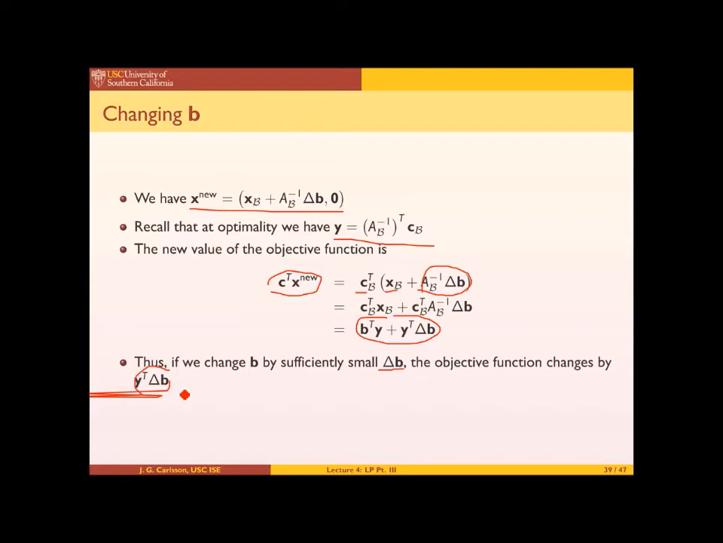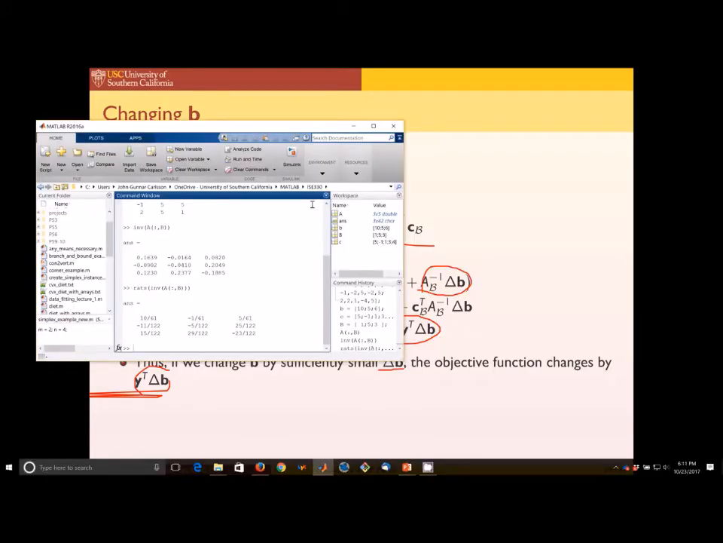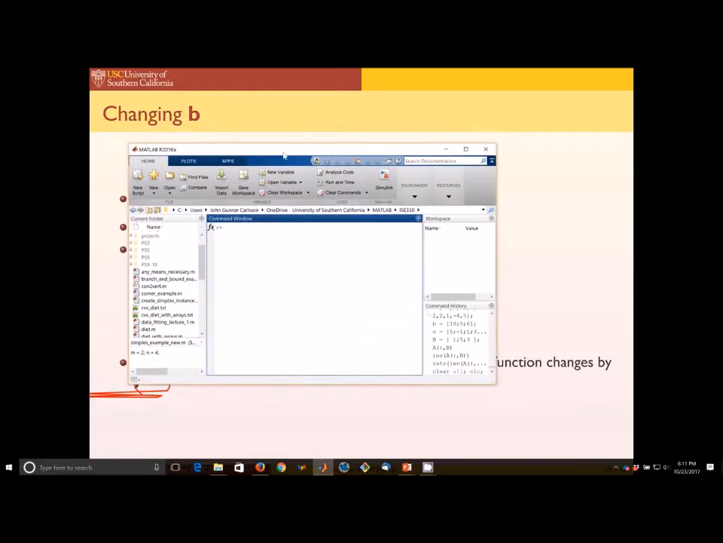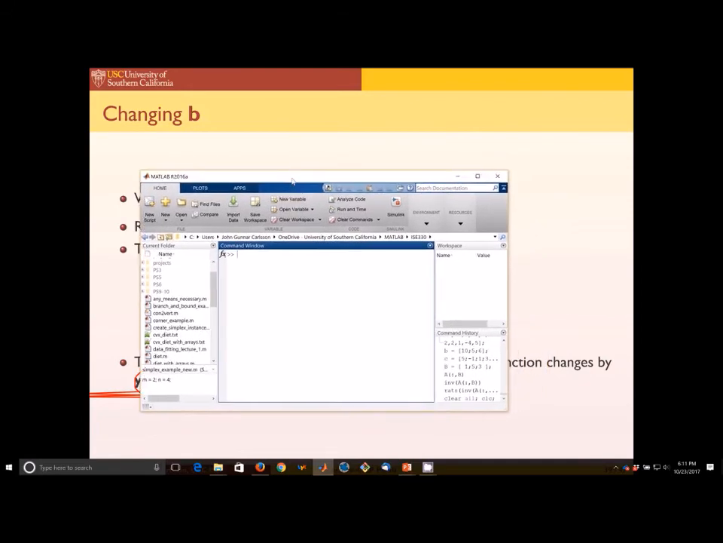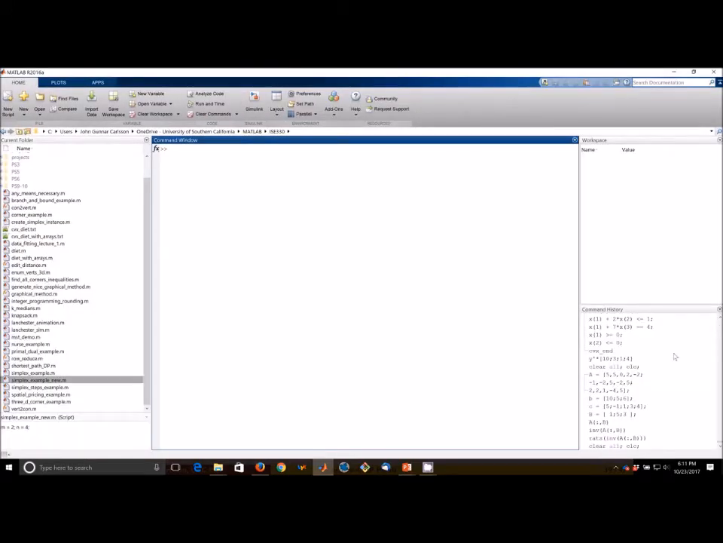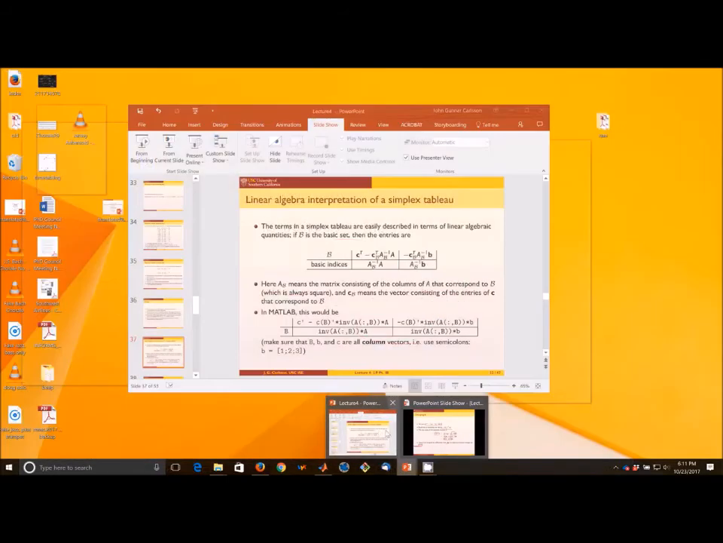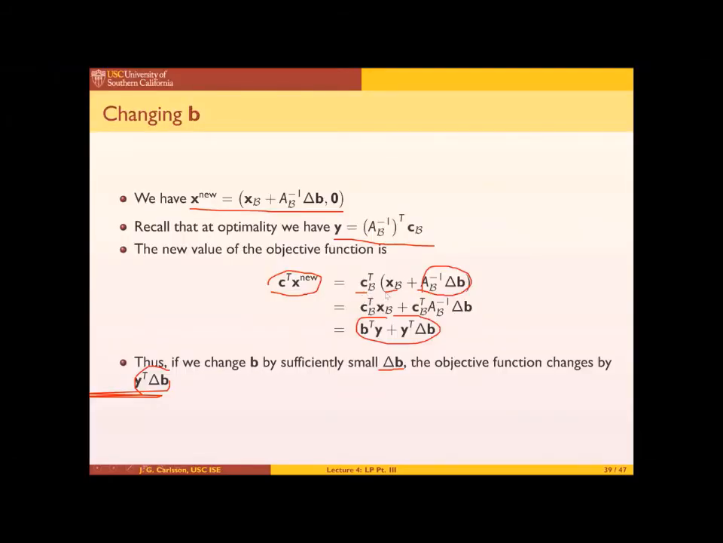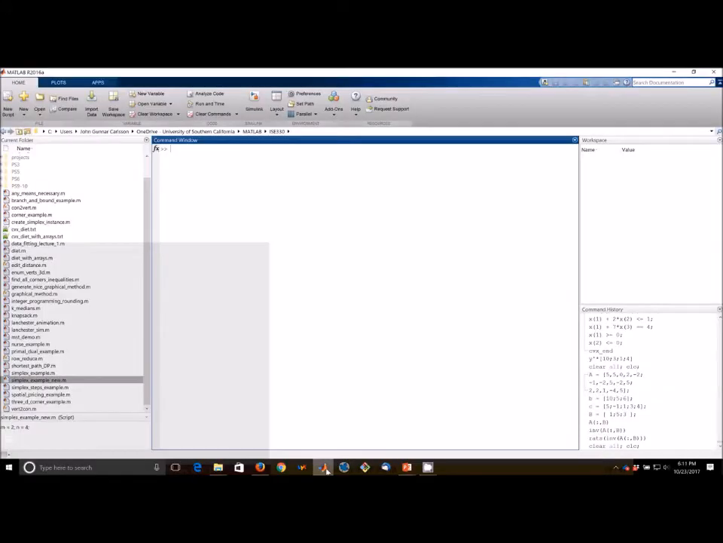Let's do an example of this in MATLAB with CVX, so you can see that I'm not lying. This is going to be the same linear program that I used earlier when I was doing complementary slackness. It's a few slides back in this deck. I've already cached it here in MATLAB, so you don't have to see me type it out.